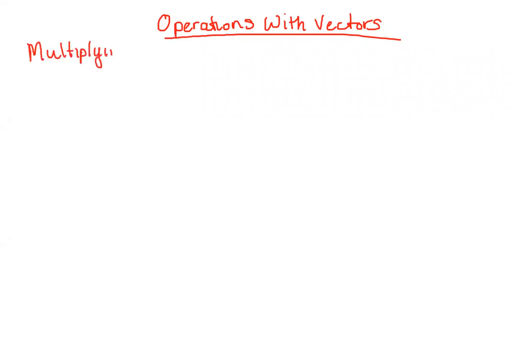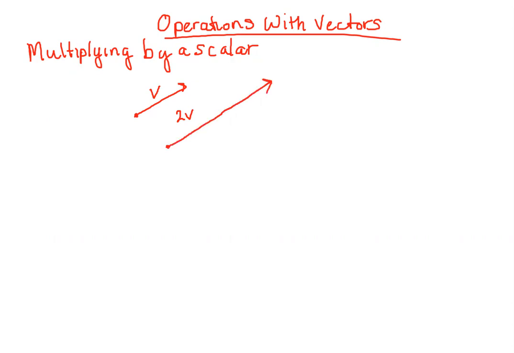by a scalar. That means a constant. Okay, a vector can be multiplied by a real number k called a scalar. This will change the magnitude of the vector. So let's say we've got this vector right here, vector v. If we multiply vector v by 2 and we get 2v, it is in the exact same direction, but it's just v times 2. So it's twice as long.